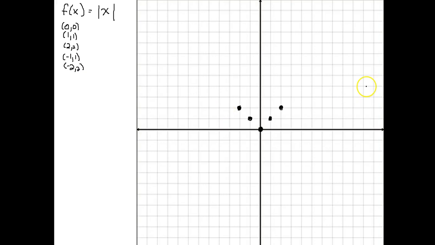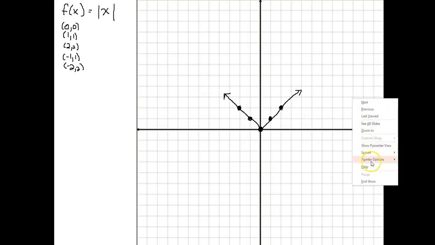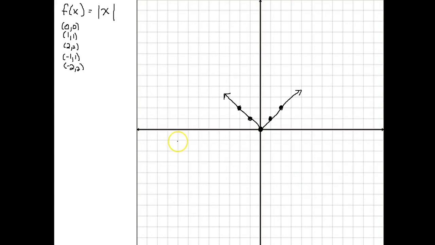Okay, and I'll do my best here to draw the graph straight. Remember, absolute value looks like a V shape. So that's the basic form of f of x equals absolute value of x. But what if we decide that we want to do some shifting? Okay, let me change my color here so we can keep track of which one's which. Maybe I'll do the next one blue.